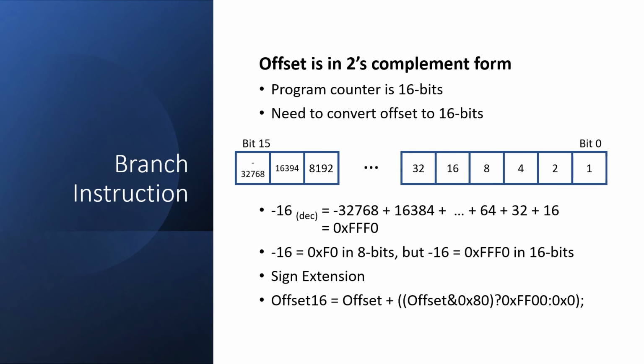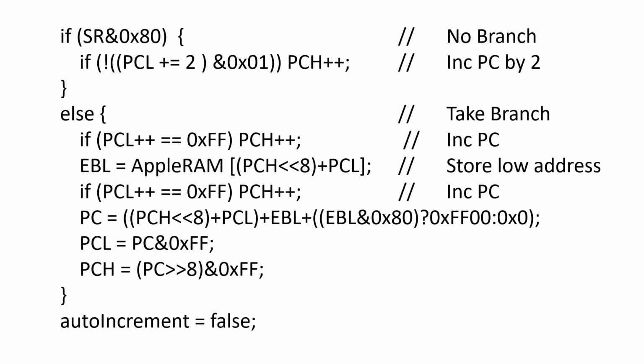So now I need to add this sign extension into our C code. The offset in 16 bits is just the offset in 8 bits, and then we test the upper bit, and if it's set, we add FF00, otherwise we add nothing. This is functionally correct, but it mightn't be the best way to implement it on the Turing 6502.